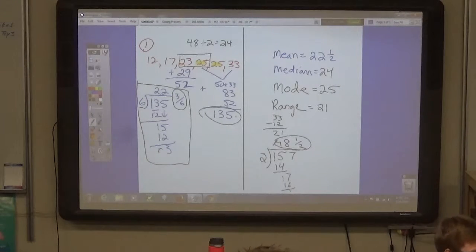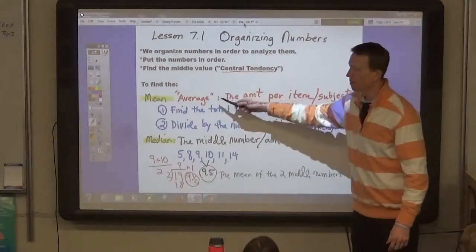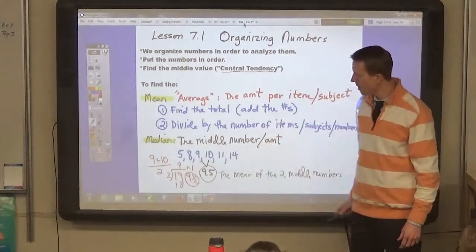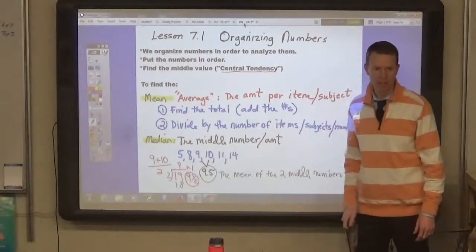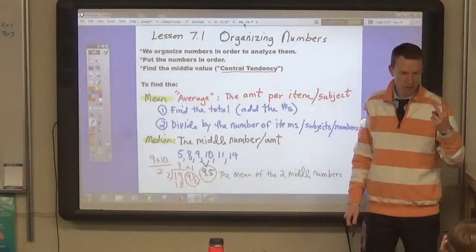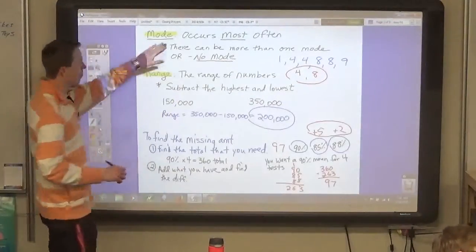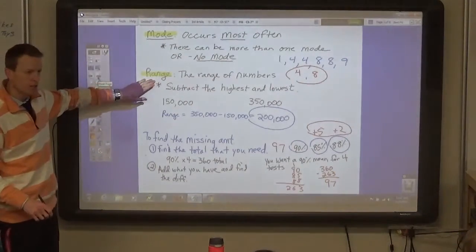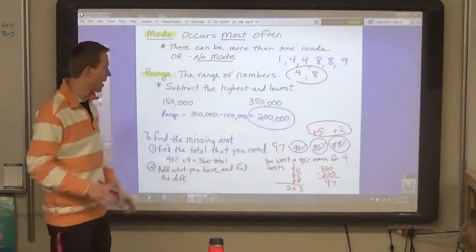So, sixth graders, yesterday we talked about all of these ways of analyzing numbers, right? Mean, or another word for mean is average. Median, the middle value or the middle number. Sometimes you have to add the two middle numbers together and then divide by 2. Okay? And then the mode, the one that occurs the most often, and the range is the difference between the highest and the lowest numbers by subtracting them.